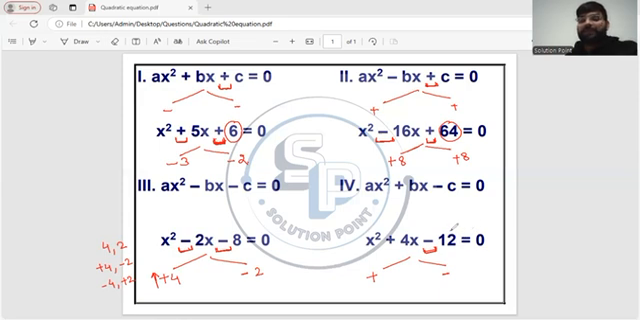In this particular case, we need to find two numbers whose product is 12 and sum is 4. So 6 times 2 is 12 and 6 minus 2 is 4. Now again we need to judge, it could be either plus 6 and minus 2, or minus 6 and plus 2. Now we have a positive sign with the coefficient of x. If we have a positive sign with the coefficient of x, then definitely the greater number will go with the negative sign. So its answer should be minus 6 and plus 2.